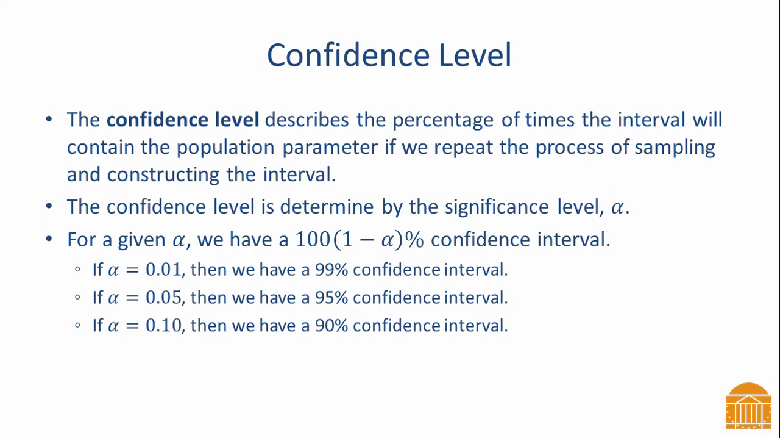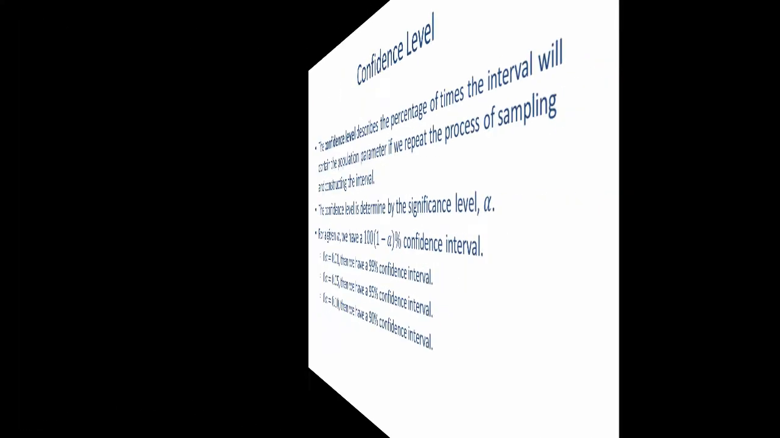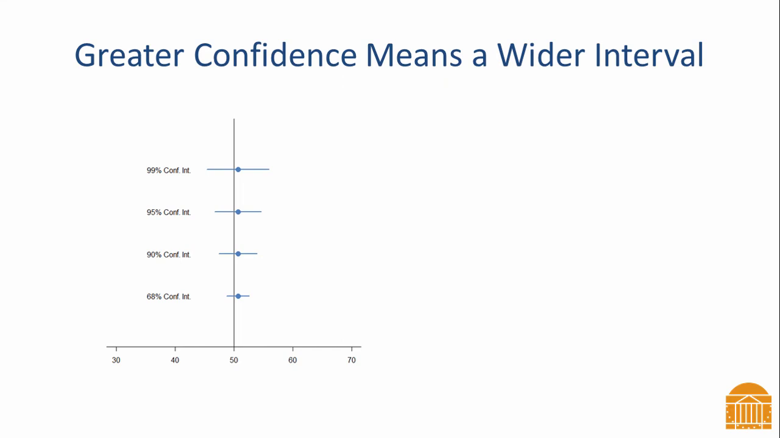You choose the confidence level, but your choice will affect the size of the interval. A greater amount of confidence means a wider interval. This figure shows 4 intervals. Each one is based on the same data, but the level of confidence has been changed. The smallest interval is at the bottom, and it has a confidence level of 68%. The next largest interval is the 90% confidence interval. The largest interval is at the top, and it has a 99% level of confidence.